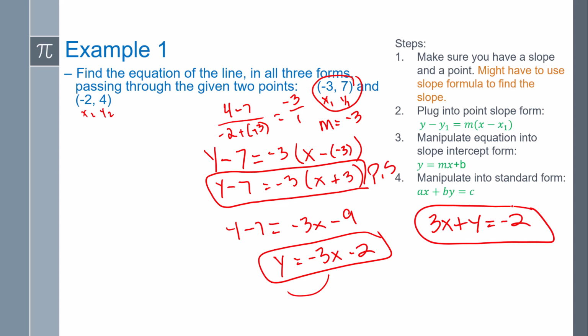And right there is going to be my standard form. Are they all integers? Yes, there's no fractions. And is this positive? Yes, so we're good.